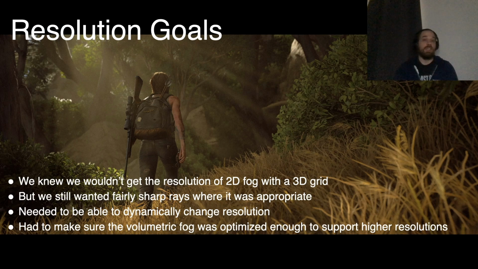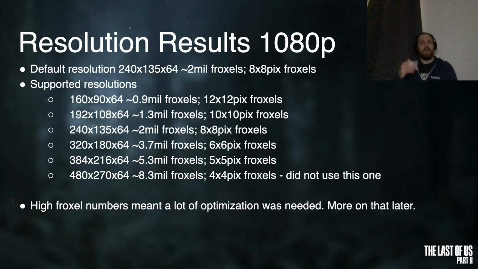Resolution goes. We knew that we couldn't achieve, like a half resolution God rays that we would get with previous fog, but we wanted to make sure we support these high resolutions in general to be able to crank it up whenever we needed to. So our default resolution was 240 by 135 by 64, which was 2 million Froxels, which ends up being 8 by 8 pixels. We also could crank up to 5 by 5 pixel Froxels, which was 5.3 million Froxels, or go to 12 by 12, which is 0.9 million Froxels. We did not use the 4 by 4. Though it was supported, we never actually used it.